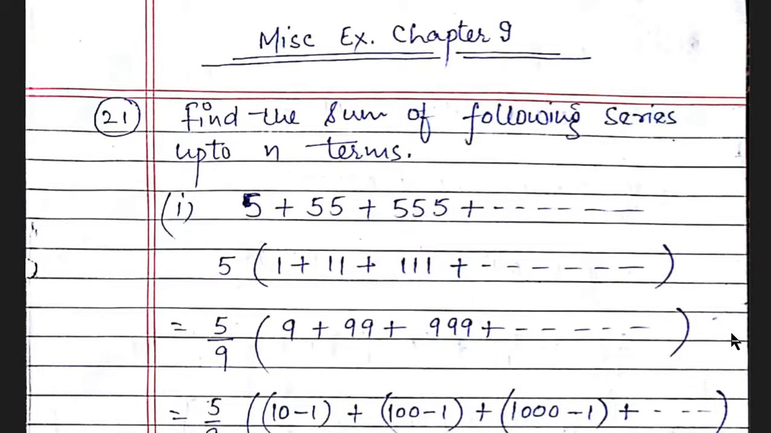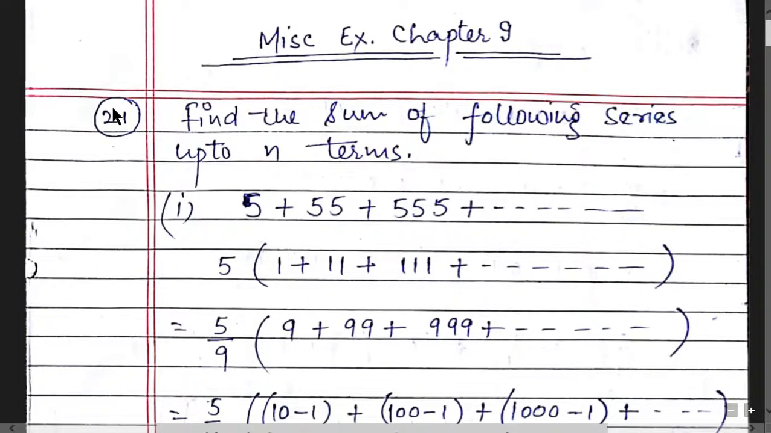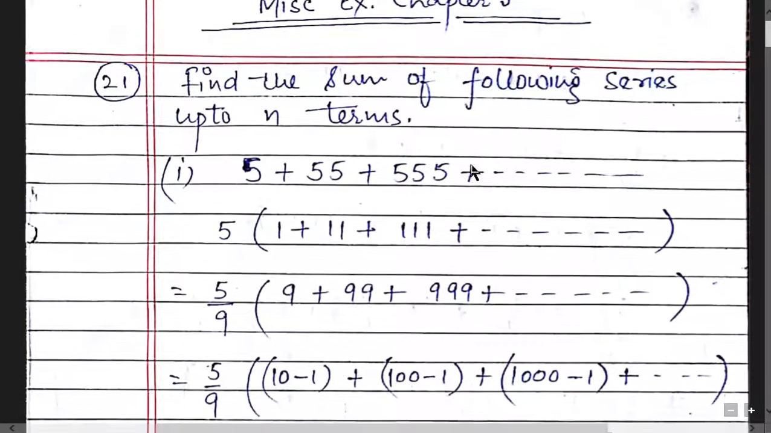Hello students, let's start with question number 21 of the sequence and series miscellaneous exercise, NCERT Plus 1. The statement is: find the sum of the following series up to n terms. These questions are very important.